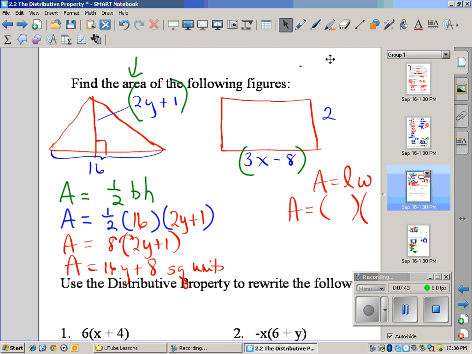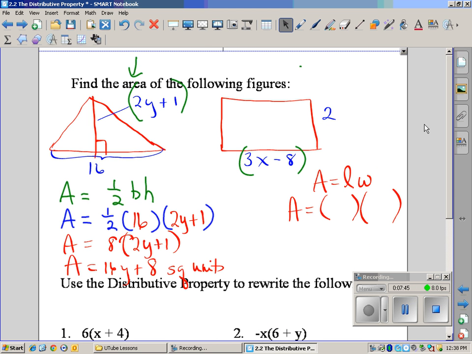Okay, let's run on to the next page. It's an area problem. I have put my parentheses around the 2y plus 1 and the 3x minus 8. And I'd ask you to do that on your paper now. That's going to be an important way to remember that these probably are going to be distributed. I'm going to start with my formula. Always start with the formula. Area equals 1/2 base times height.